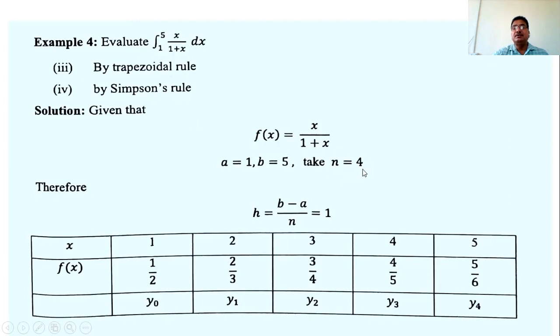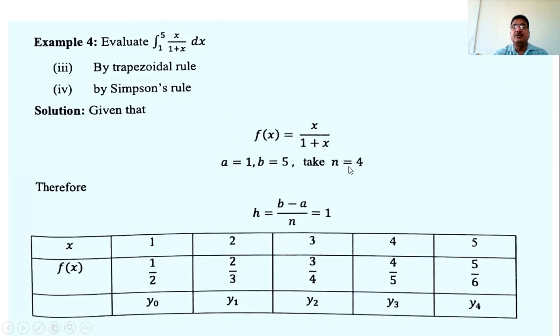So here n is 4, that is we divide the interval 1 to 5 into 4 subintervals. This depends on you, how many subintervals you take. n is 4 is convenient because h is 5 minus 1, that is 4, by 4, which is 1. We can also divide into n equal to 6 or 7 or 8. But if we divide in an odd number, that is if we divide this interval 1 to 5 in 7 parts, then trapezoidal rule is applicable, but Simpson's 1/3 or Simpson's 3/8 rule is not applicable.